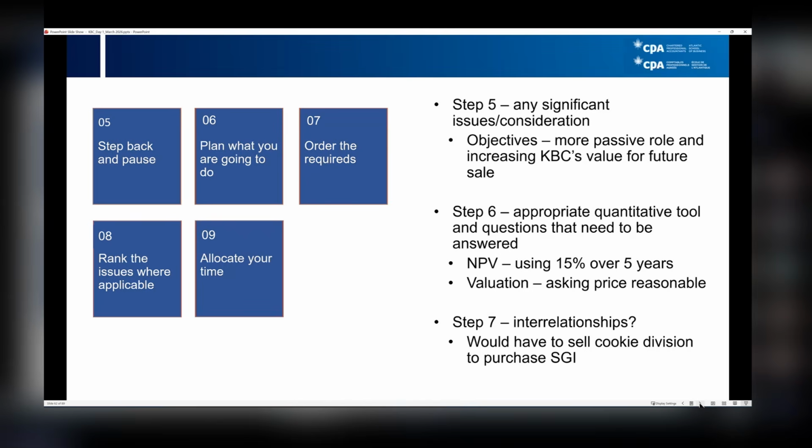So a very important consideration is that they want to play a more passive role and they want to increase KBC's value for future sale. So plan what you're going to do. What's the appropriate quantitative tools? Well, we already know that. We've looked at it as we've gathered that information. And so for most of them, we're going to calculate NPVs using 15% over 5 years. We know when it comes to acquire SGI, we're going to calculate valuation.